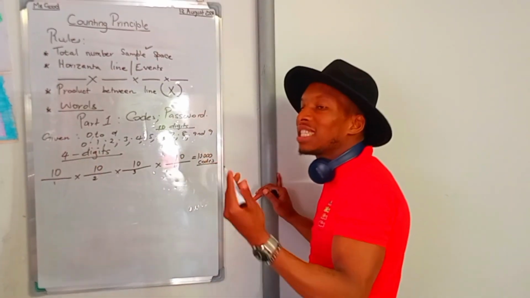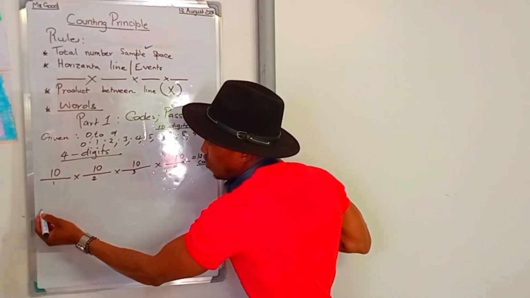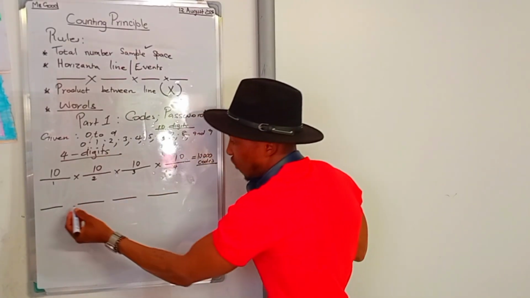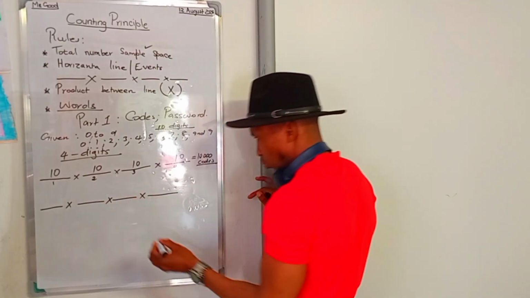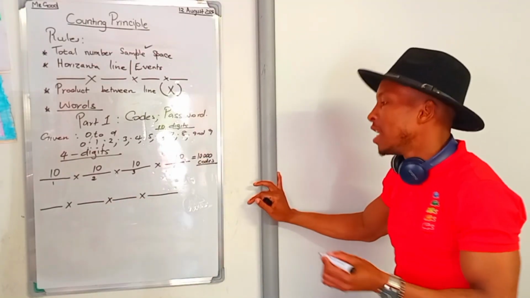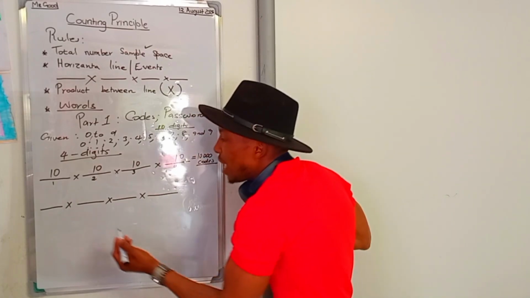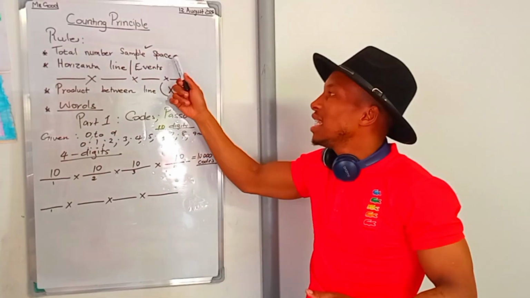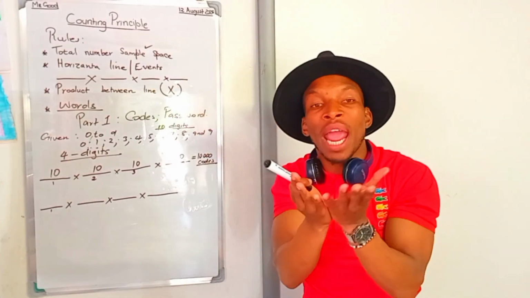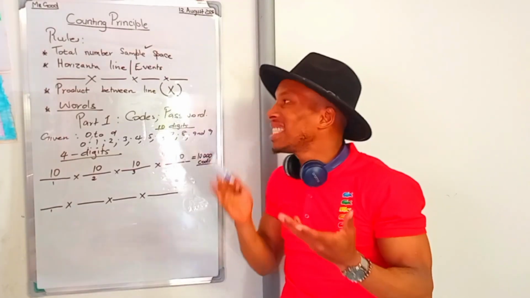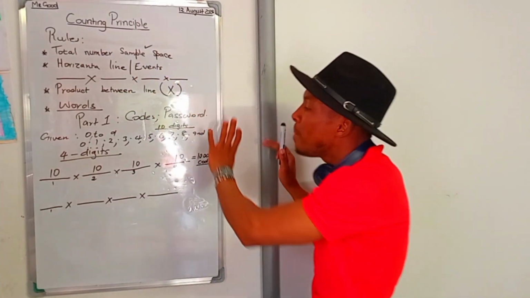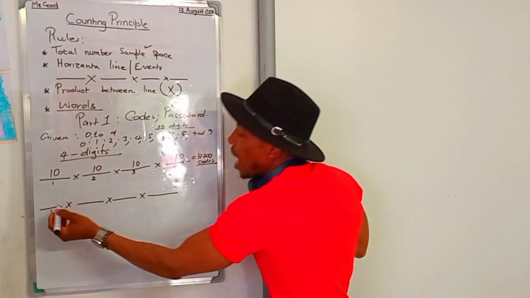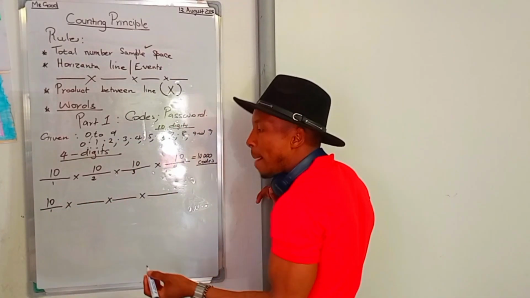These 4 digits tell you the events. How many events do we have? We have 4 events. Between the events, we put a multiplication sign. Then we look at event 1. This counting principle needs the total sample space of numbers that you are choosing from. That is the rule. How many numbers am I choosing from? I'm choosing from 10 digits.